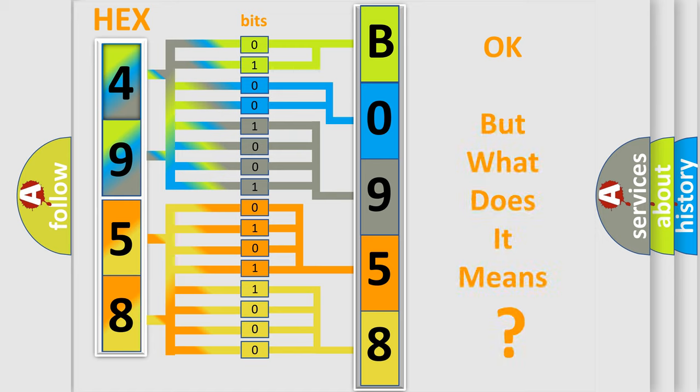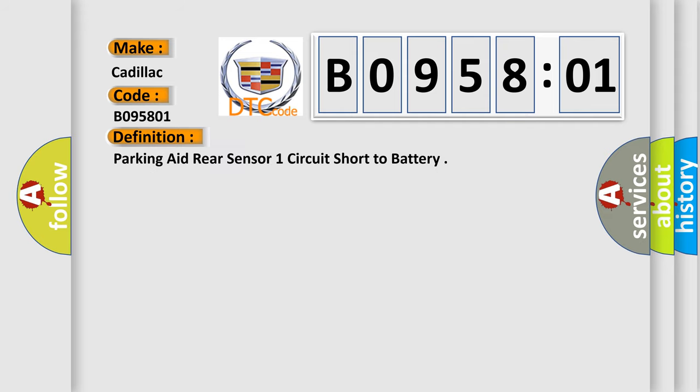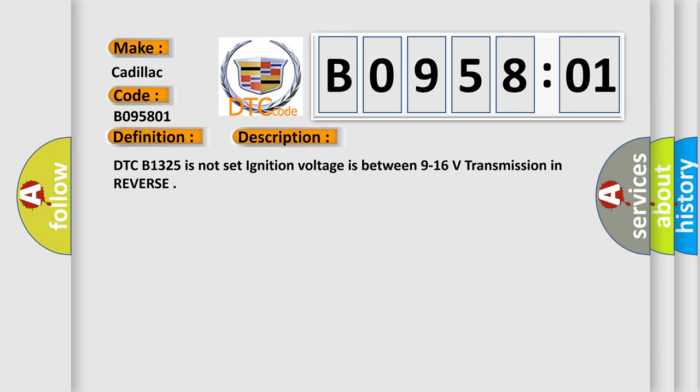The number itself does not make sense to us if we cannot assign information to what it actually expresses. So, what does the diagnostic trouble code B0958-01 interpret specifically for Cadillac car manufacturers? The basic definition is parking aid rear sensor 1 circuit short to battery. And now this is a short description of this DTC code.